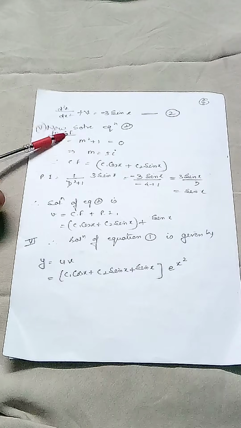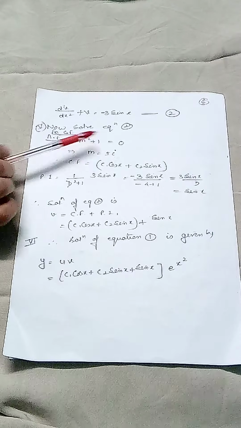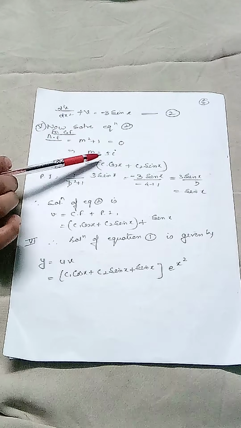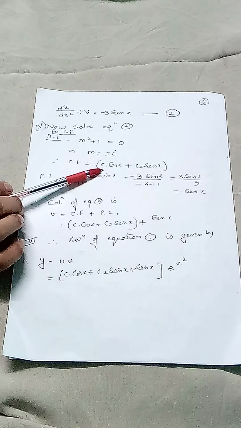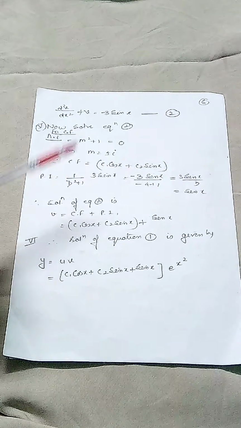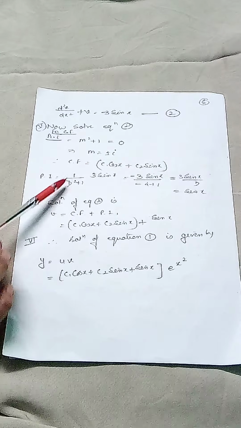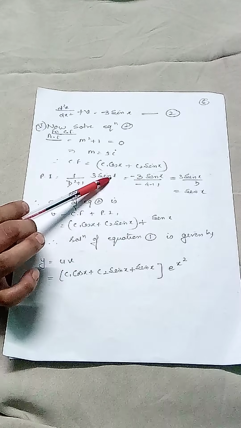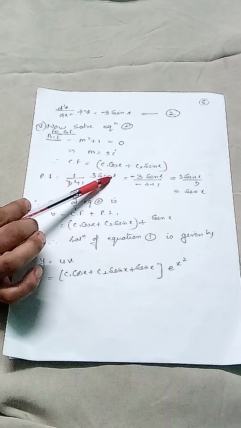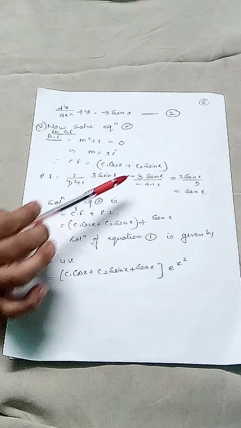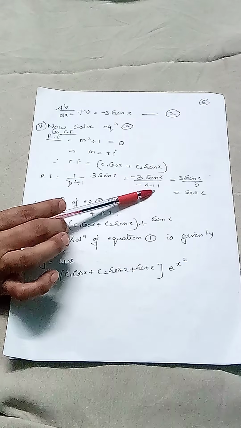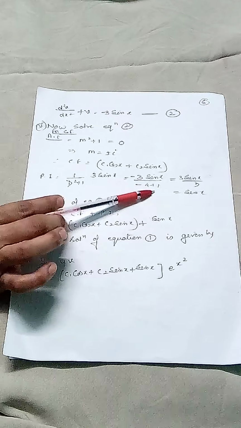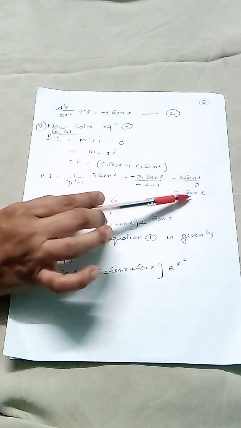CF: for this, the auxiliary equation is m square plus 1 is equal to 0, m is equal to plus minus i. Therefore, CF is equal to C1 cos x plus C2 sin x. PI is equal to 1 upon D square plus 1, minus 3 sin x. The coefficient of x is 1, then put D square is equal to minus a square. It will be minus 4 plus 1. Then 3 and 3 cancel, and the answer is sin x.